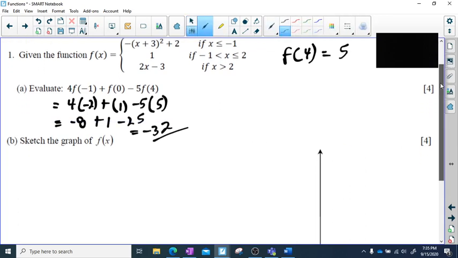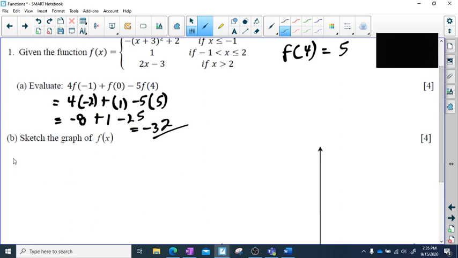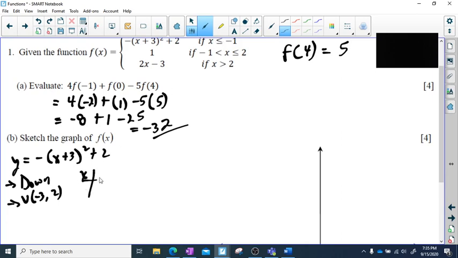If I want to look at the 3 pieces of this function, the first piece is y equals negative (x plus 3) squared plus 2. Just to put some information, you don't have to write this all down. If you can keep track of it in your head, that's fine. It opens down. It has its vertex at (-3, 2). And the edge of it is x is less than or equal to negative 1, so I need to know where it is at the boundary.